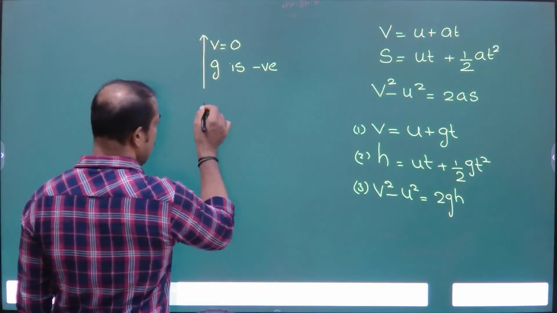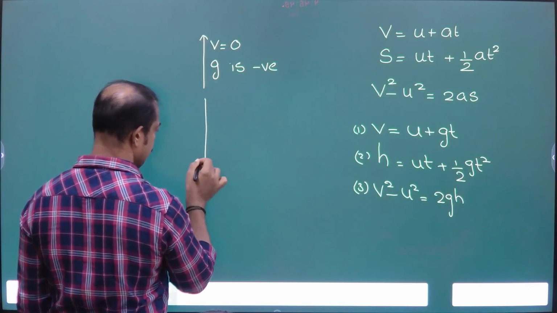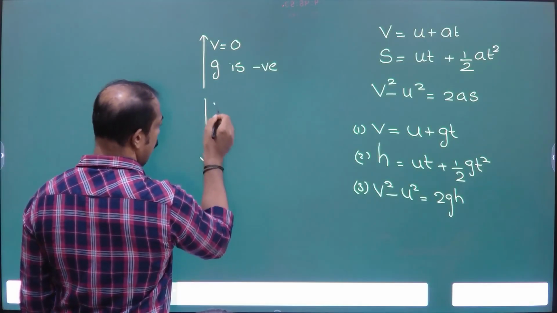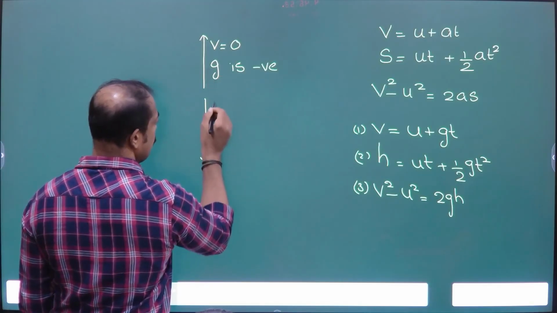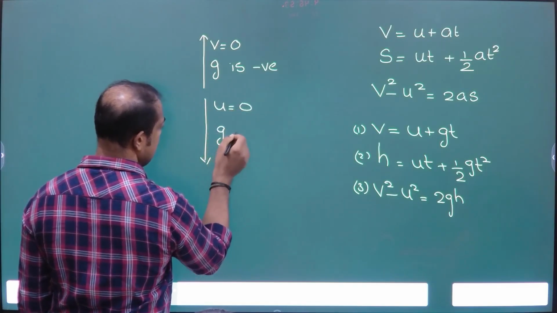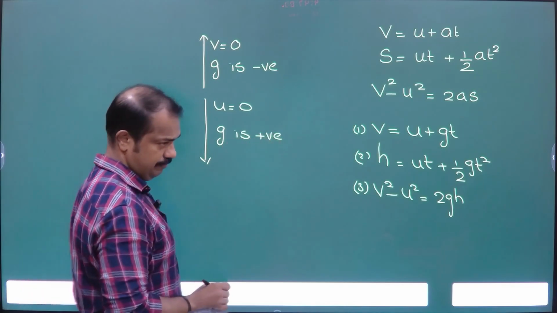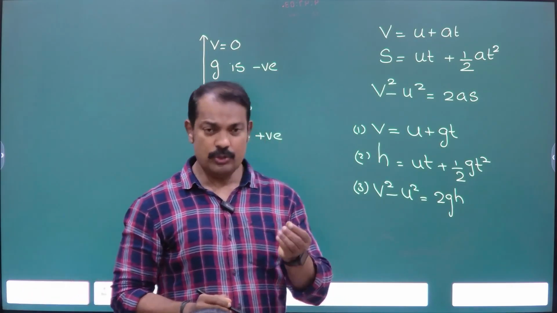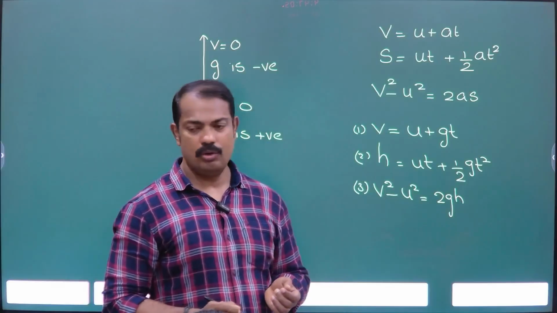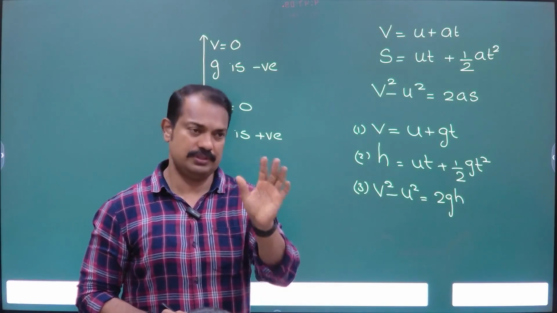And in the case of downward motion, U equal to 0 and G is positive. So G equal to 9.8 meter per second square, or G is equal to 10 meter per second square, positive.